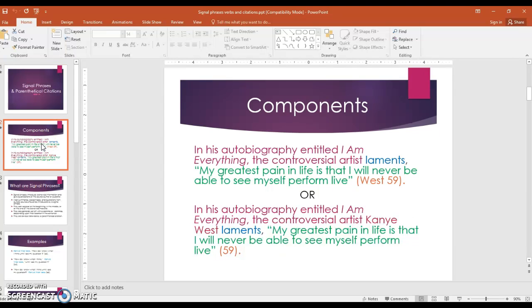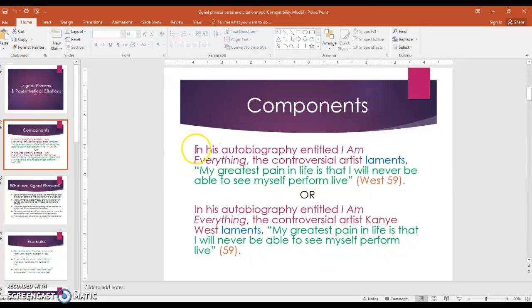So first, let's dissect what the different components are. I have a sentence here that says, "In his autobiography entitled I Am Everything, the controversial artist laments, 'My greatest pain in life is that I will never be able to see myself perform live.'" And then I have the citation, West 59. Okay, so let's take this thing apart.